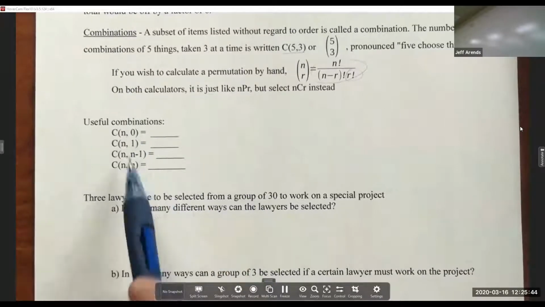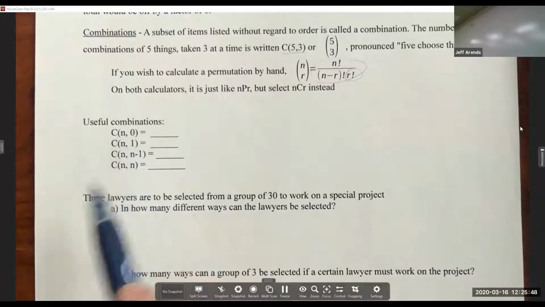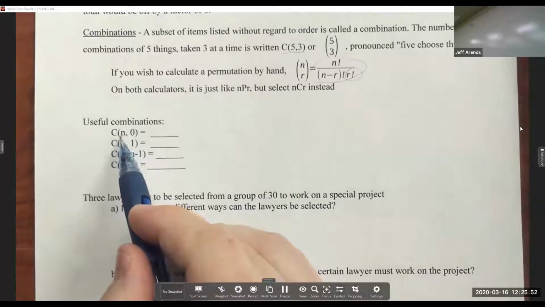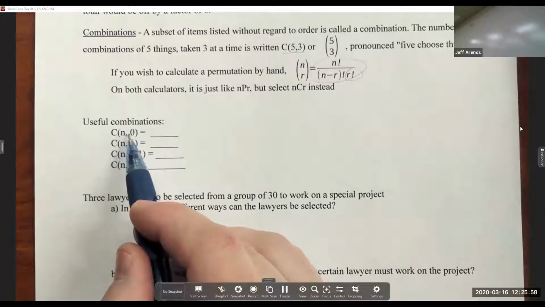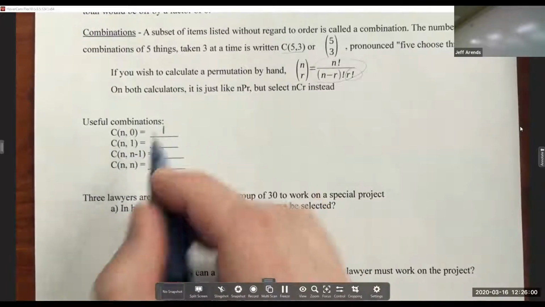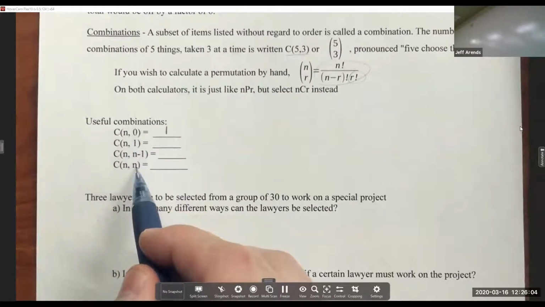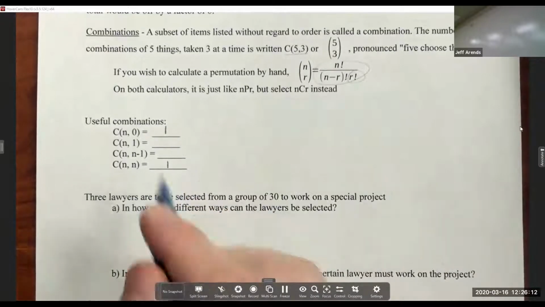There are some useful combinations to have memorized. Again, plugging these into the calculator is not trivial, and some of these numbers pop up quite a bit. So if you have 6 books and you're choosing 0 of them, you're trying to figure out the number of ways that can happen. Well, there's only one way. That's the same as not choosing any of them. And actually, through symmetry, not choosing any books is the same as choosing all 6 of those books. There's only one way to choose all 6 of the books.